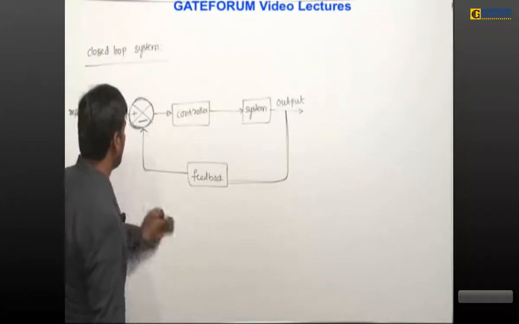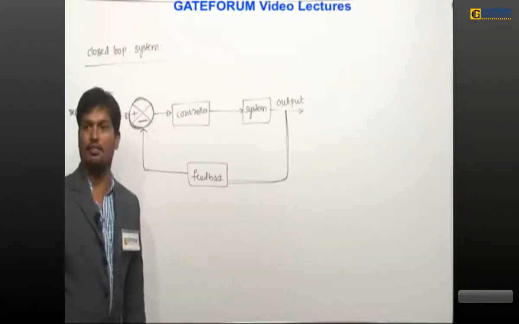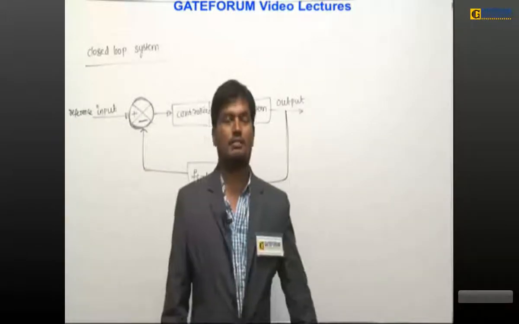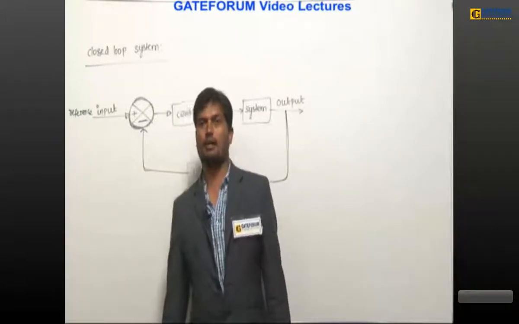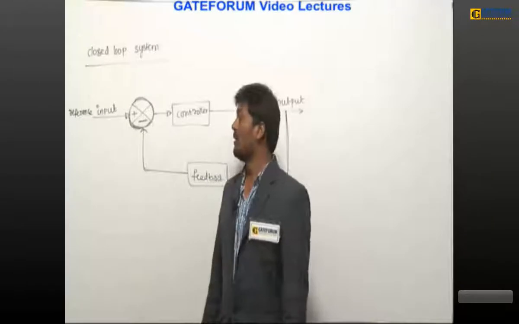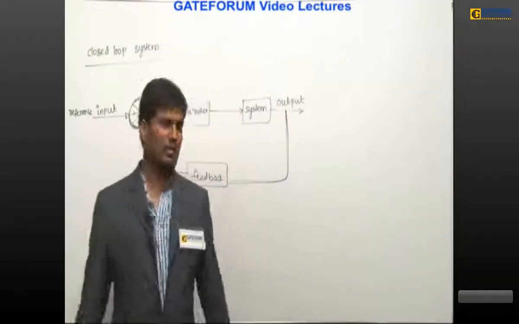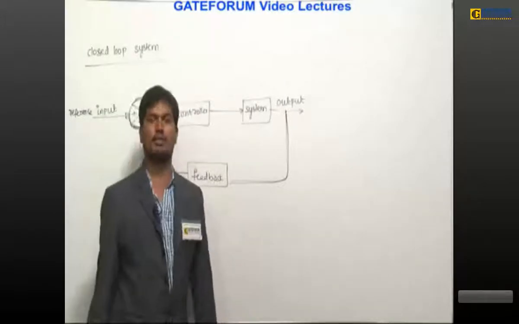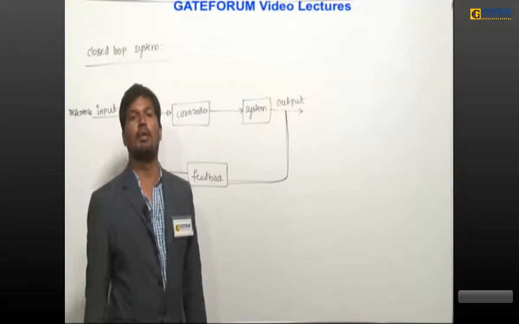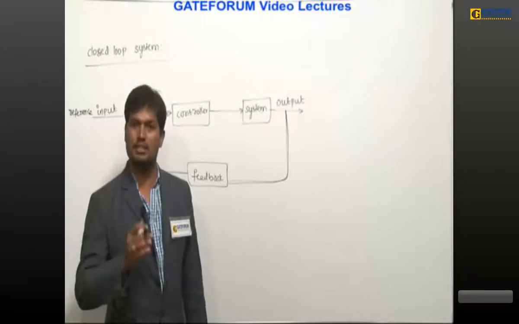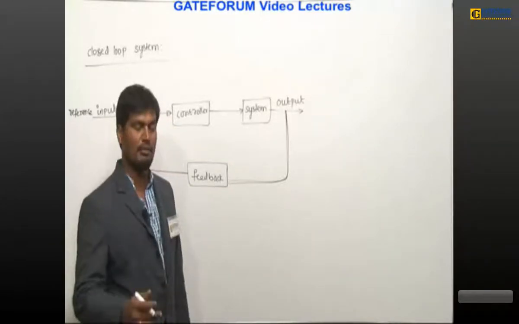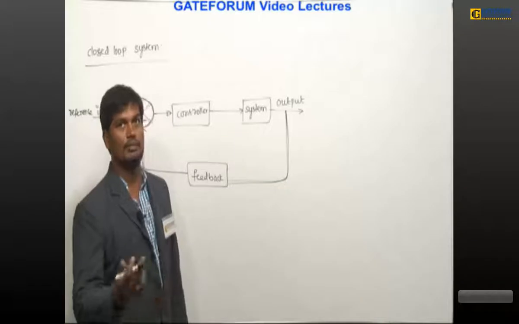We have two types of feedback. One is positive feedback, the other is negative feedback. But 99% of the systems in practical control systems are designed with negative feedback. Positive feedback we rarely use. Electronics students know it well. Positive feedback is used in oscillators to maintain high gain. We'll discuss the differences between positive and negative feedback step by step, slowly I will proceed, right?